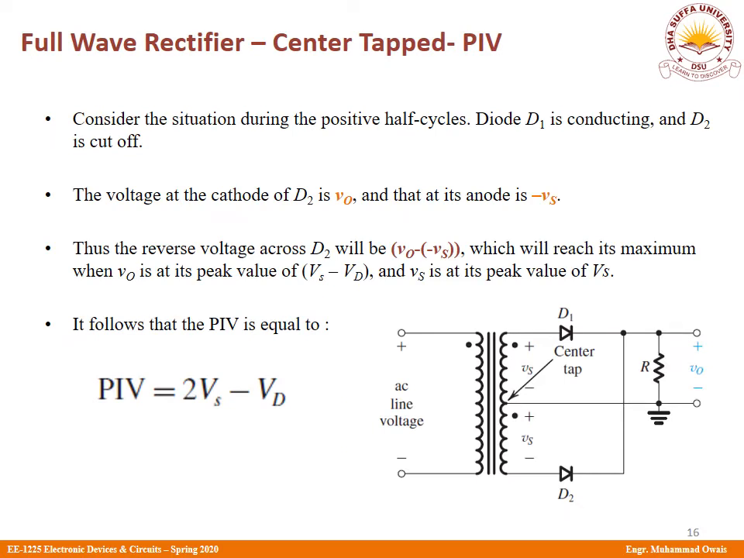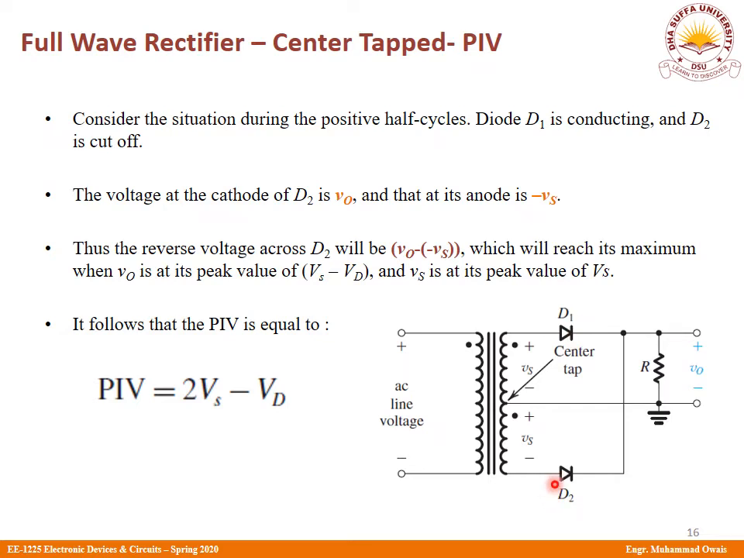Okay, students, let's find out the peak inverse voltage for this half wave rectifier. Sorry, the full wave rectifier, center tap full wave rectifier. And for finding out the value of the peak inverse voltage, we have to consider the diode which is reverse biased. So either you consider D1 or D2.